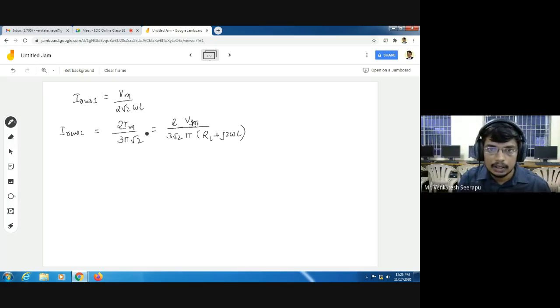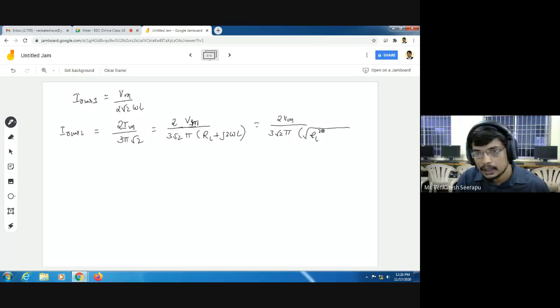So if I find the magnitude value, how do we find it? 2 Vm by 3 root 2 pi into root over RL square plus 2 omega L whole square. All of you know that here omega L value is much greater than RL, so we will neglect RL. If I neglect RL, what equation do I get here?